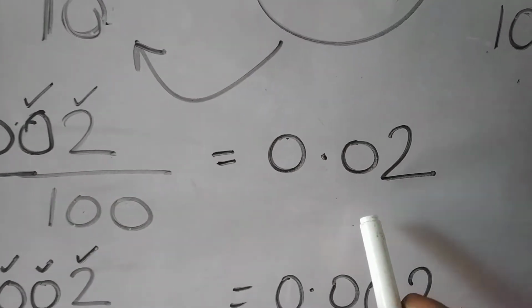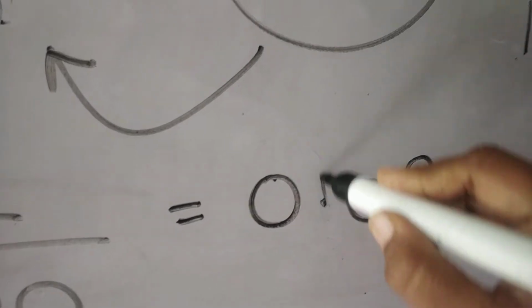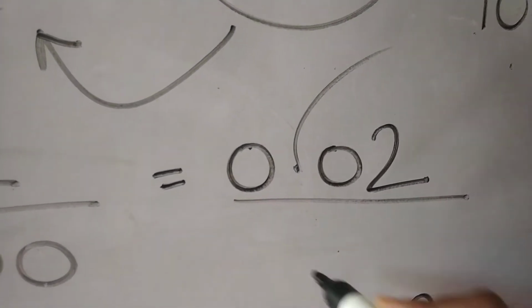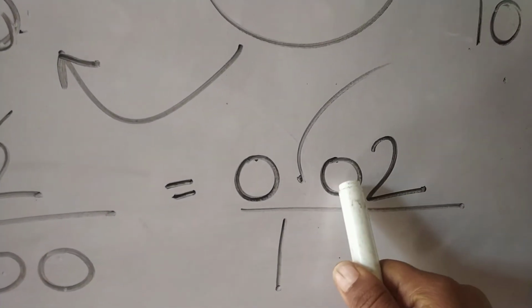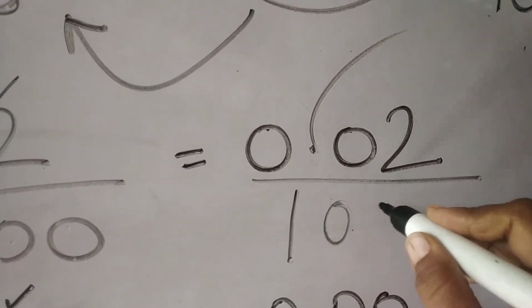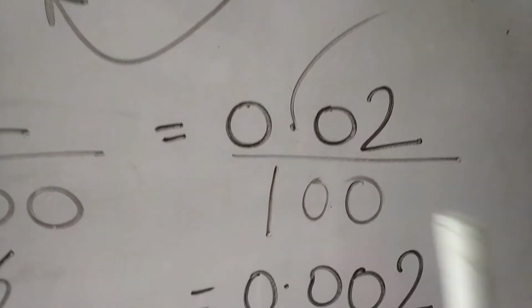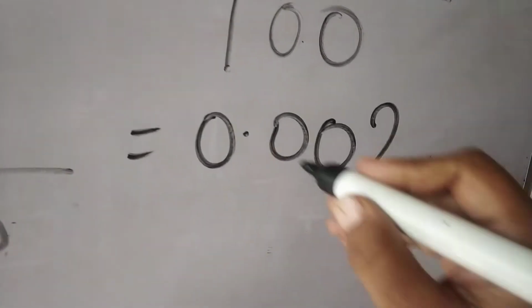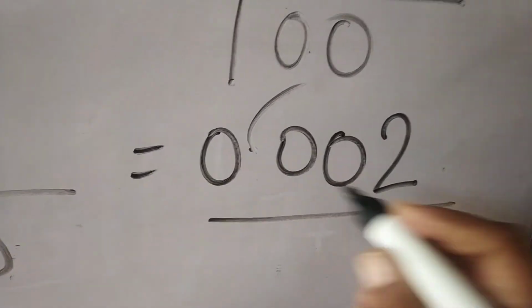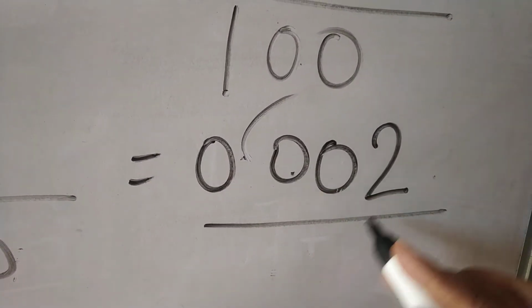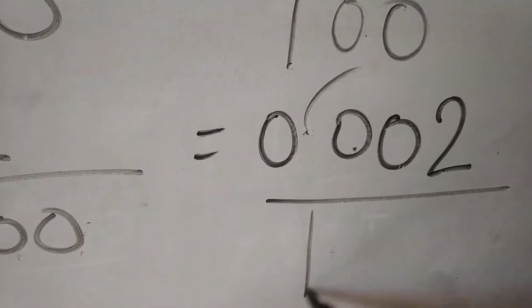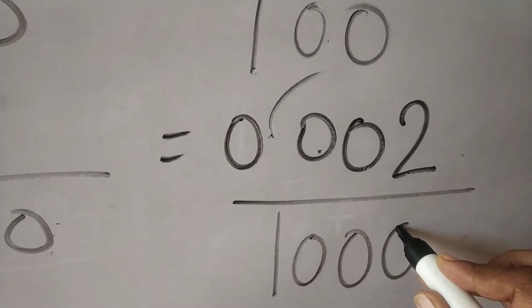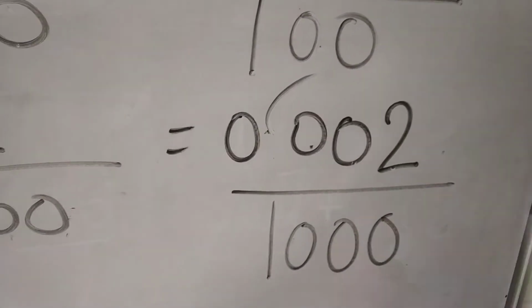Now we will change this one. I will remove its decimal from here. Then after the 1, as 2 numbers are given, I will put 2 zeros. So this has become 2 upon 100. In this case, when I remove the decimal, after the decimal there are 3 numbers, 0, 0, 2, so after 1 I will put 3 zeros. So its fraction is 2 upon 1000.